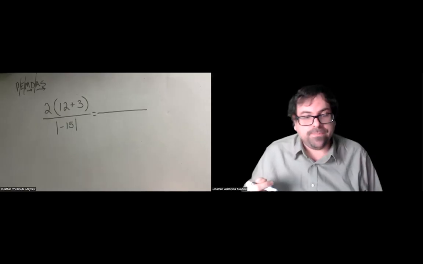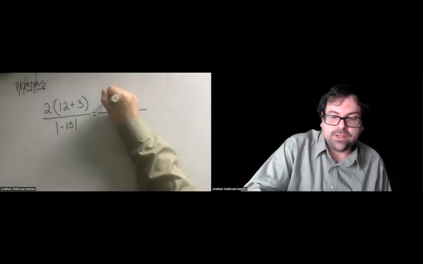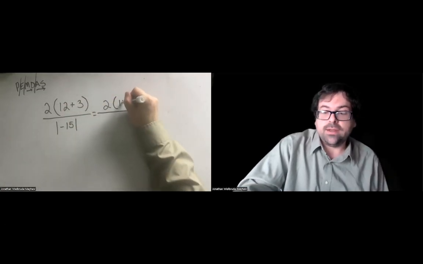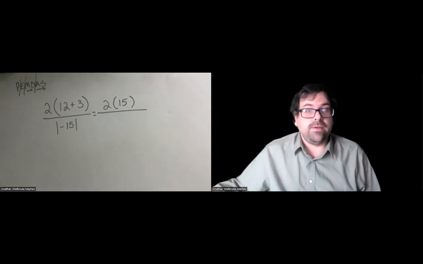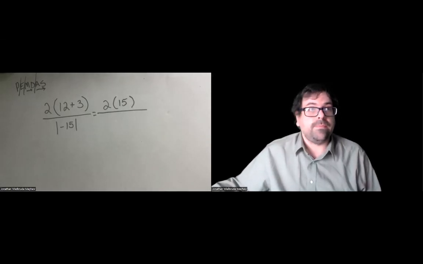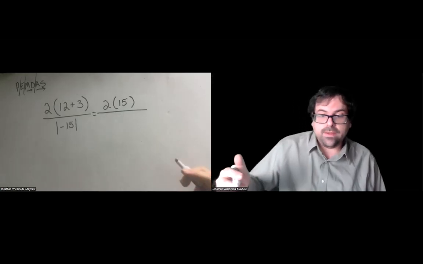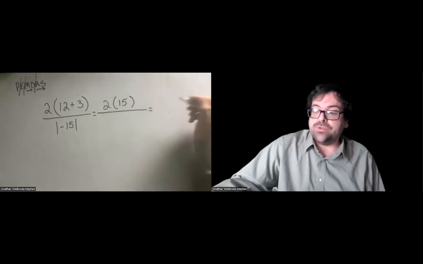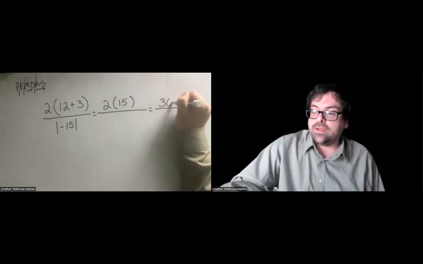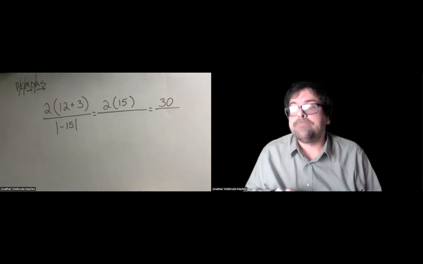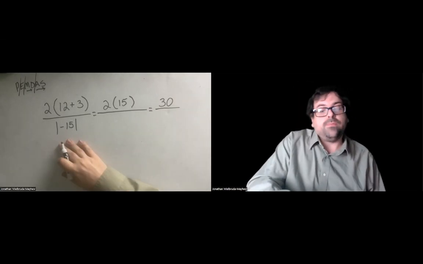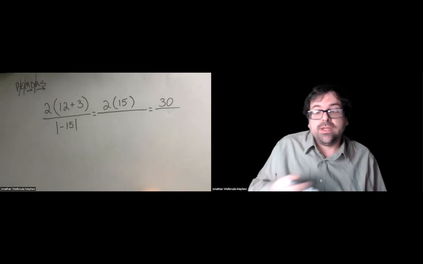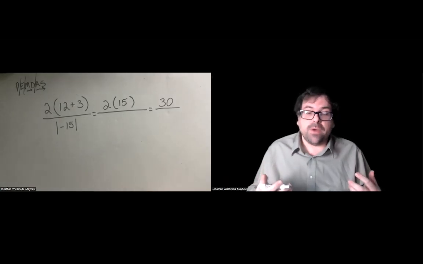So what do we do on top? Parentheses first. Inside the parentheses, 12 plus 3 is 15. All that's left on top is 2 times 15. That's 30. On the bottom, we just have the absolute value of negative 15. Since that's all there is to do, there isn't any confusion about what comes first on the bottom.